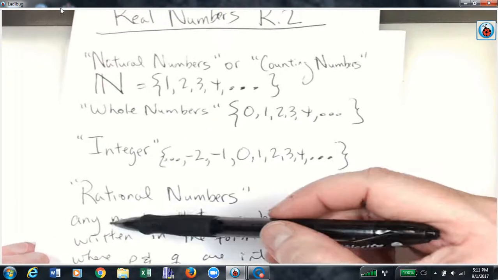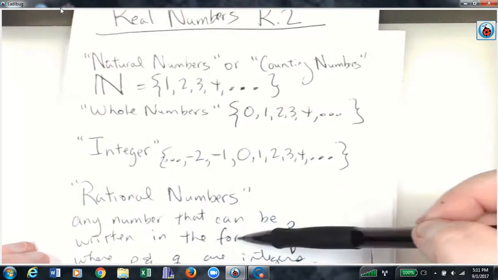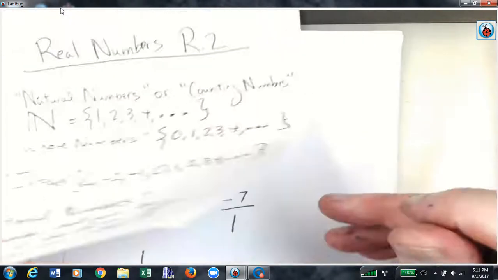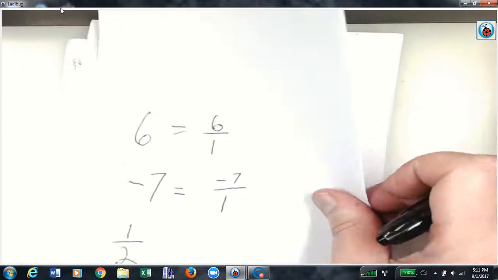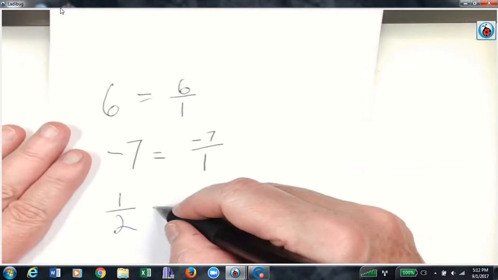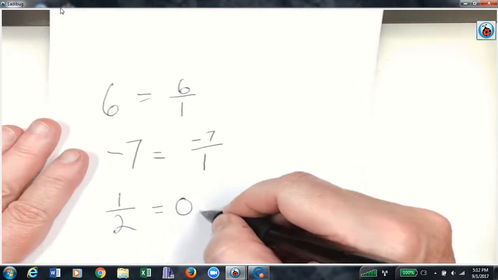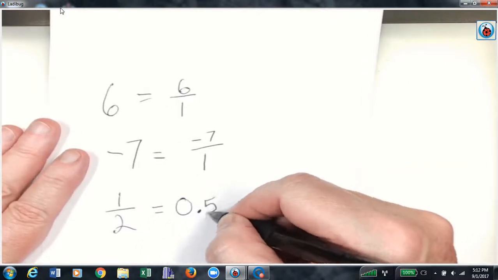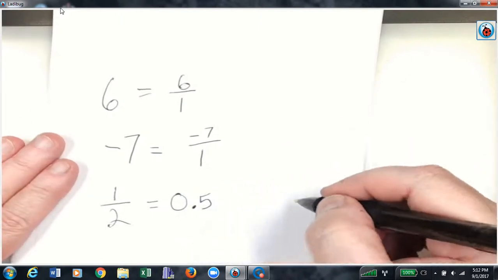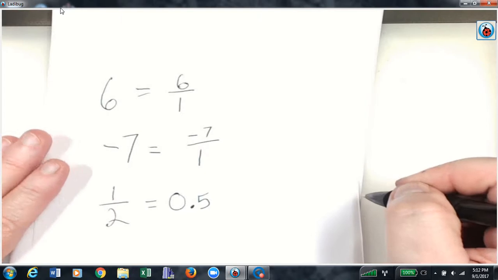A rational number is any number that can be written in this form, P over Q, where P and Q are integers. Also, how can you tell if something is a rational number? If you have a decimal that ends, that terminates. So 1/2 is the same as 0.5. And so I don't have an infinite string.